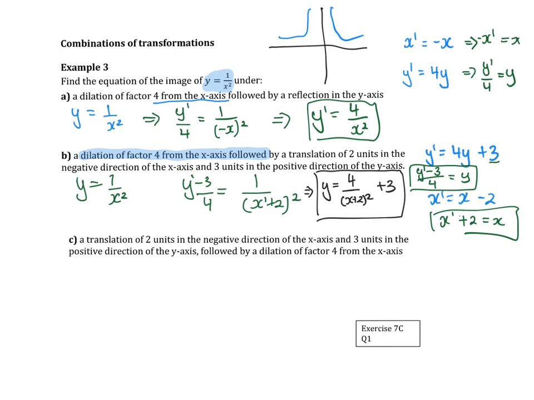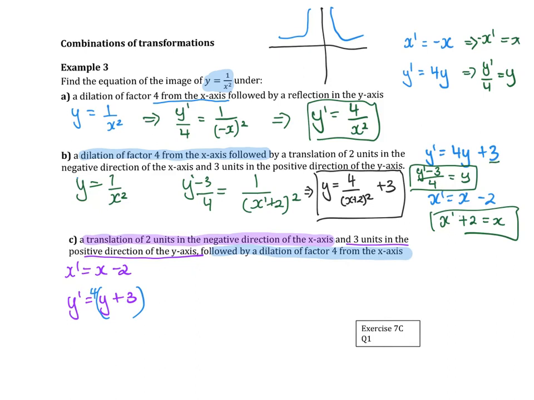Okay, so let's do this last one. A translation of 2 units in the negative direction of x, so x minus 2, and 3 units in the positive direction of y, so y would be y plus 3. Then we've got followed by a dilation factor of 4 from the x-axis. So when that happens, doesn't that affect the y? But be careful, it's timesing it like that, isn't it? I've already added the 3, so I've got to times that whole thing by 4, okay?